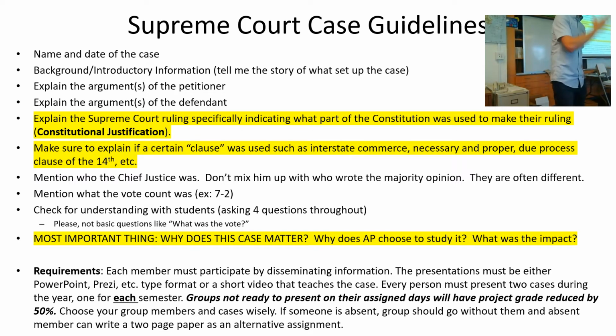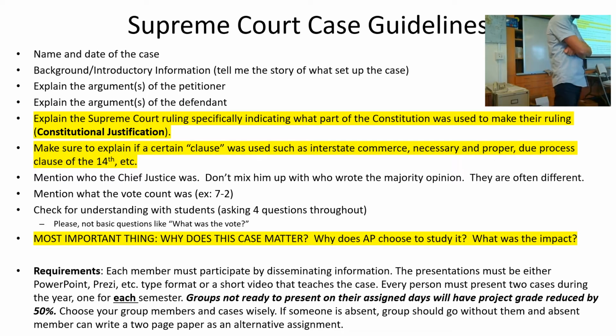But it's like the judges are citing their sources. They can't just be like, I feel like black people are equal, so I'm going to rule for Plessy. You can't do that. They can feel that way, but they need to cite their sources. Where in the Constitution does it give them the power? And so it's so important that you tell me what the judges ruled, and then what part of the Constitution they used to make that ruling. How did they decide to make that ruling?